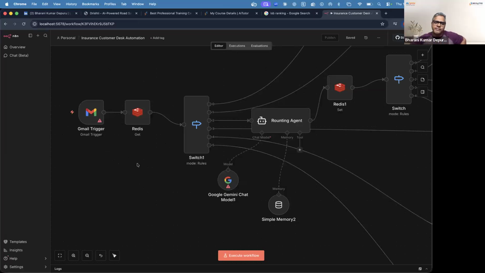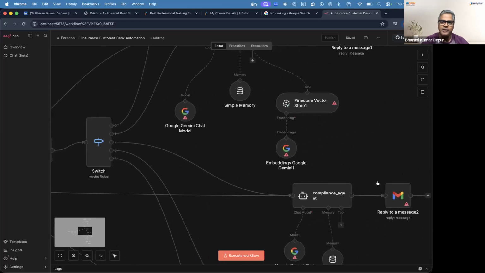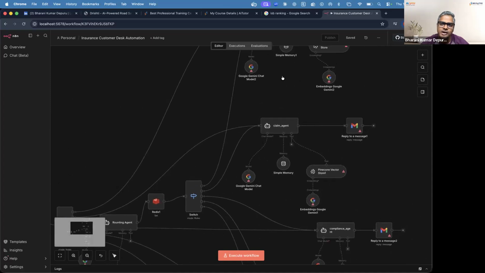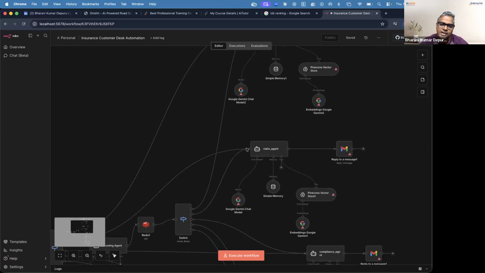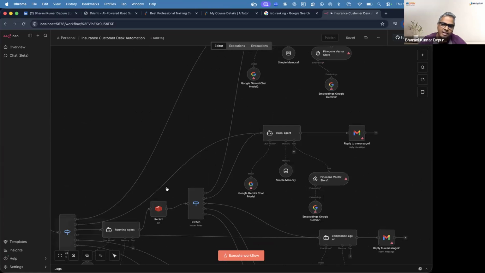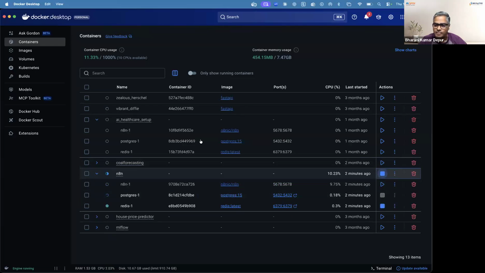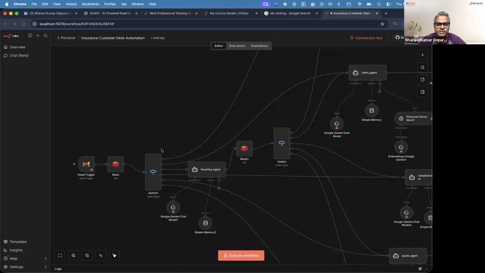When your vehicle got damaged and you want to claim vehicle insurance, you send an email to the customer desk saying that, hey, my vehicle met with an accident, I want to claim insurance. That email will go to this routing agent, and this routing agent will look at the relevant agents, and automatically it will route to either the customer service agent or the claim agent, etc. If that email goes to the claim agent, this claim agent will go and check your insurance policy documents. It will check whether you're eligible for insurance or not, and automatically using Google Gemini, it will send an email to the customer. These are the kind of amazing workflow automations that we have done as part of agentic AI.